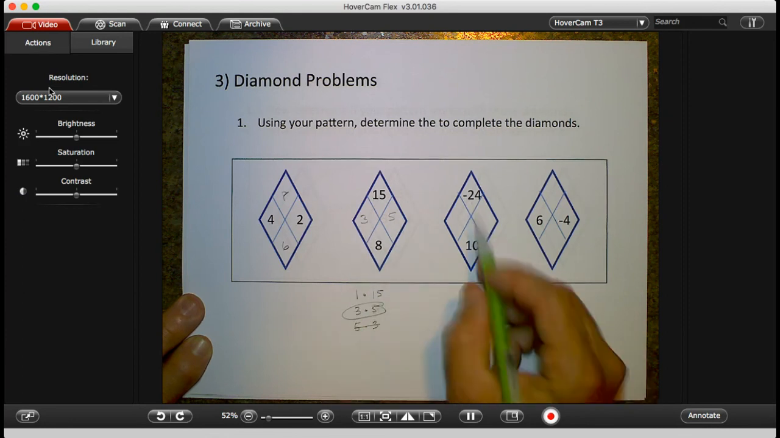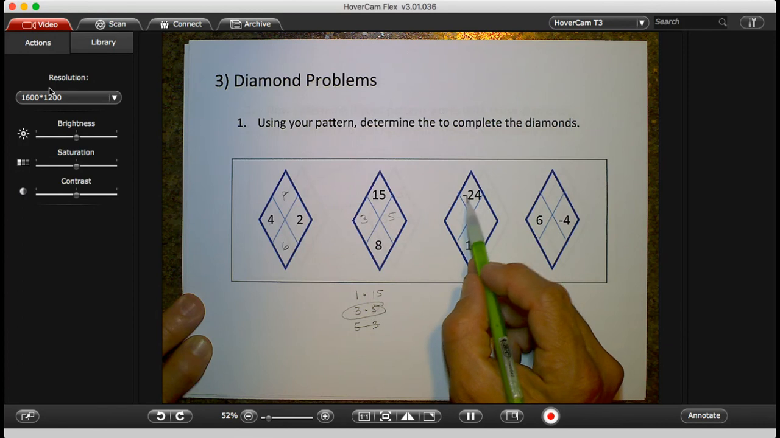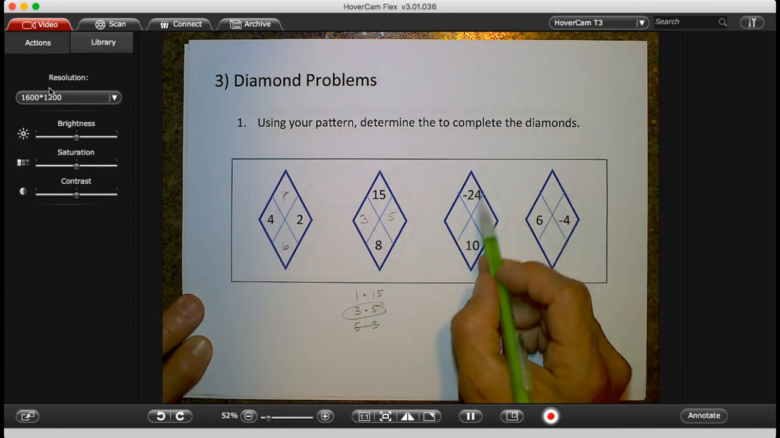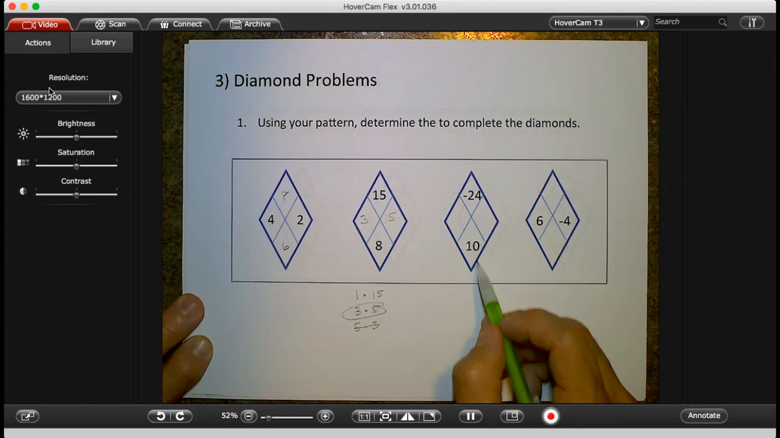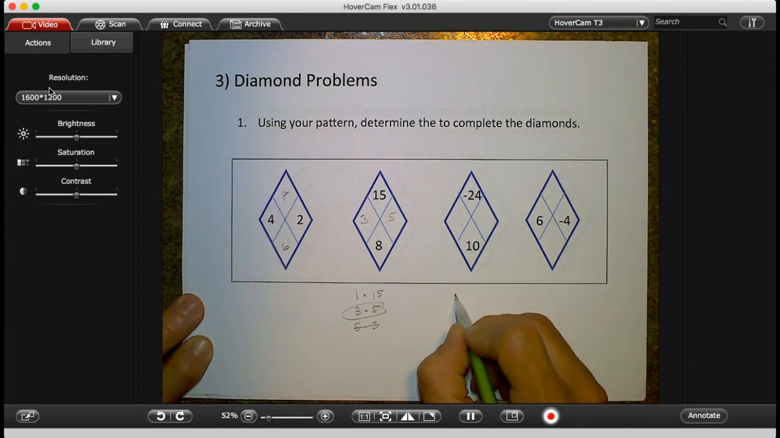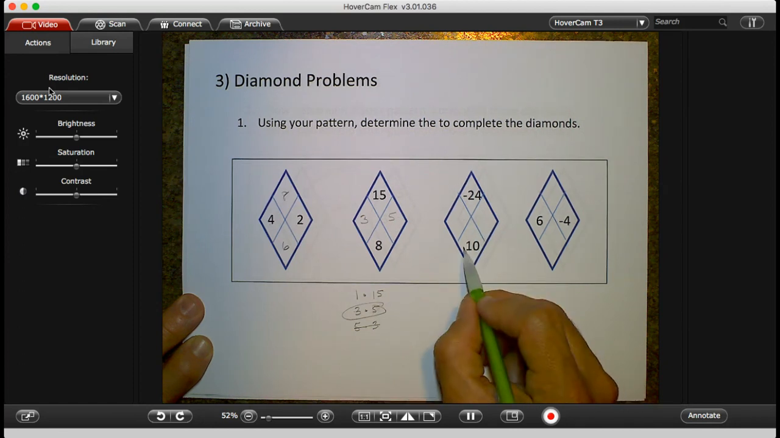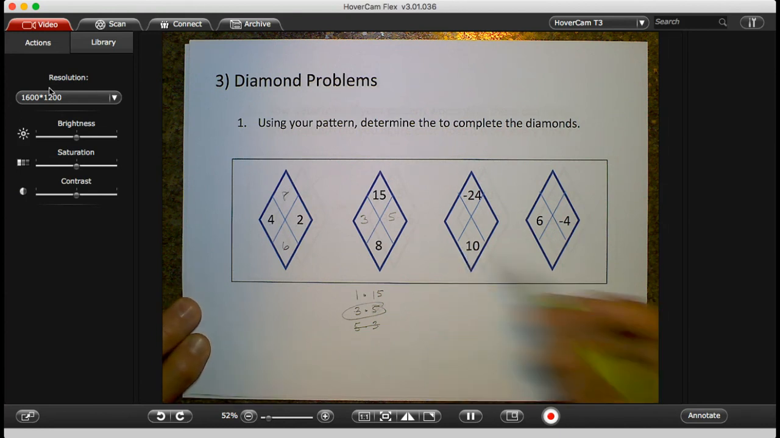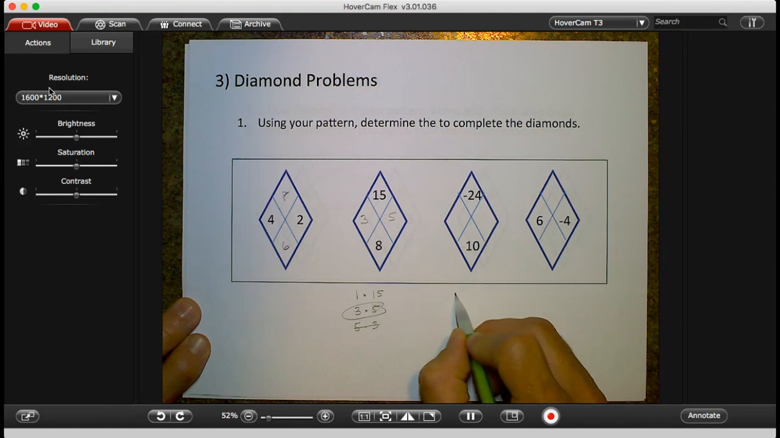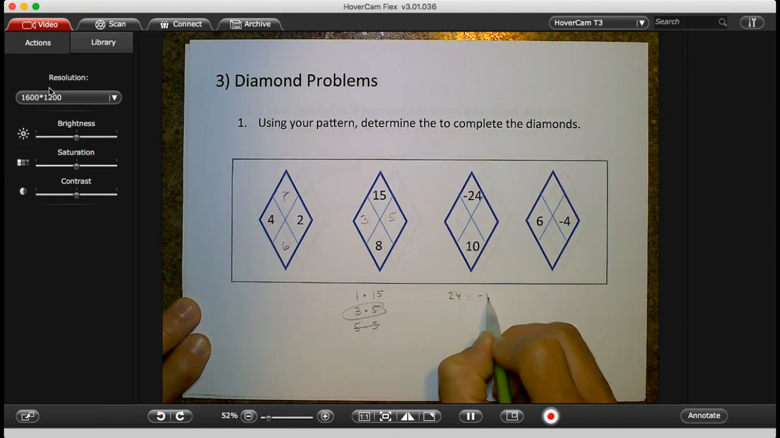On this one, we have a negative number up top, which means we have to have one positive and one negative number. We're going to list our factors down here. Since the 10 here is positive, we know that the bigger number, when we're adding a positive and a negative, needs to be positive. So our 24 times a negative 1.